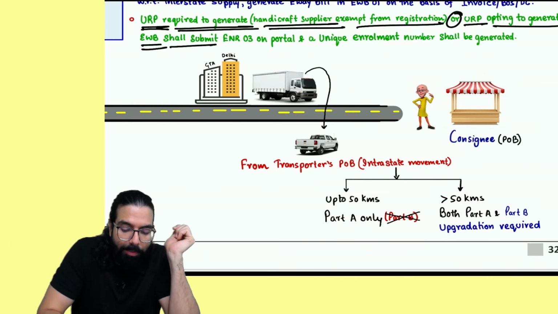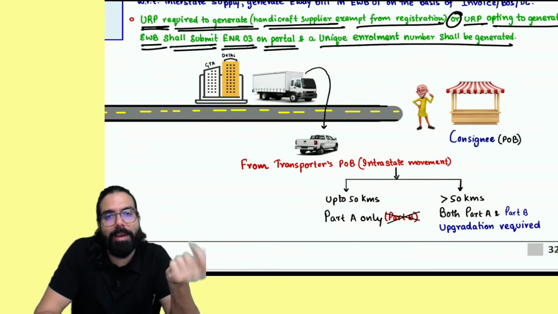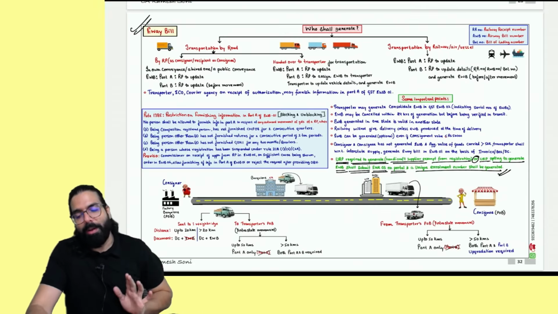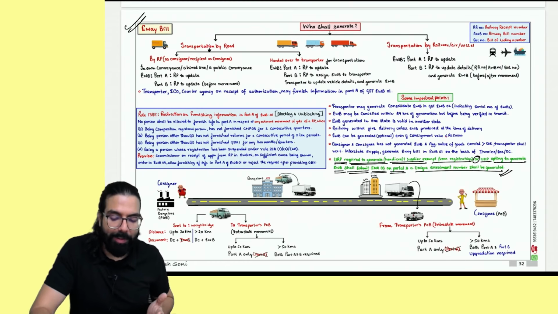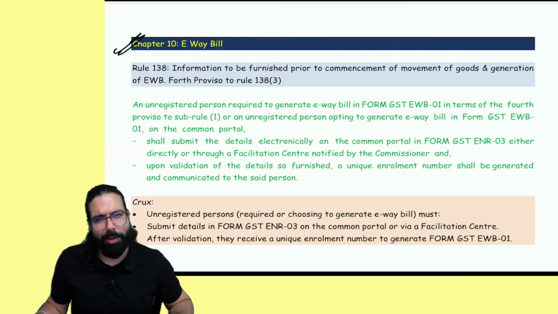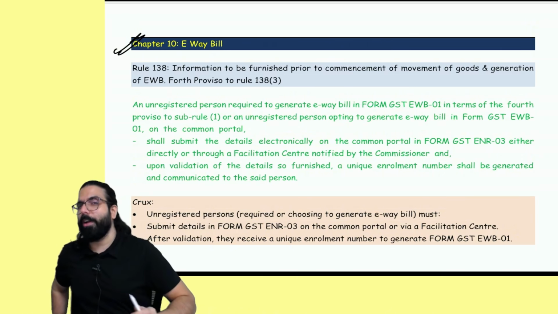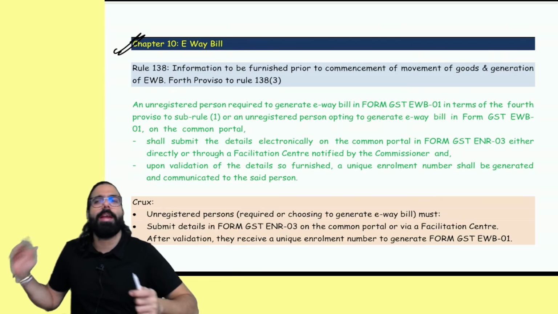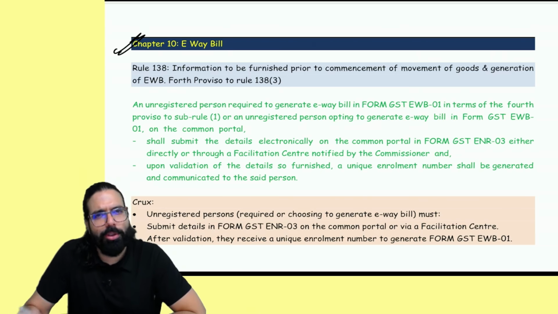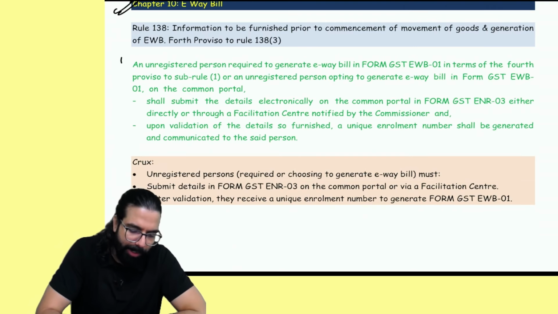Just go online, submit GST ENR03 on the portal, and one unique e-way bill number will be given to you. That's all, everyone. Tell me one thing: in your exam, the question will say Mr. Ram is an unregistered handicraft supplier taking goods from one state to another state. Consignment value not to be seen, e-way bill is required to be generated. How will you generate the e-way bill? Nothing, just go online, fill GST ENR03, and one unique e-way bill number will be given to you. That's all they have said.